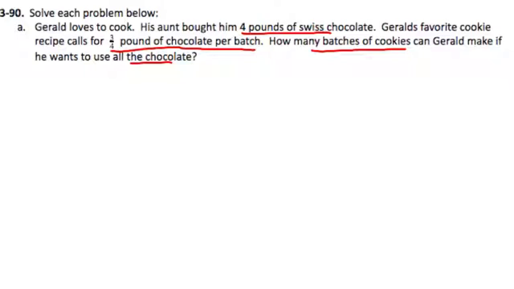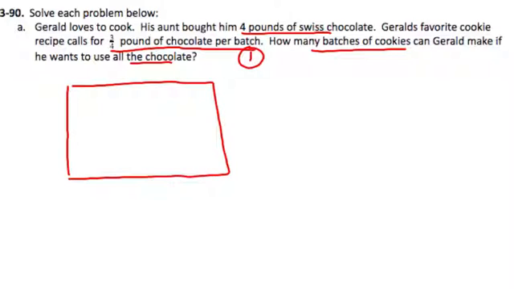Well, if I look at this problem, I know I'm comparing two quantities. I have batches and I have chocolate. And I actually have 3 numbers here. He has 4 pounds of Swiss chocolate. We know that there are 3/4 of a pound per batch. That means one batch. So those are my 3 numbers, 4, 3/4, and 1. I'm looking for that 4th number, so this indicates that I'm going to want a proportion box.